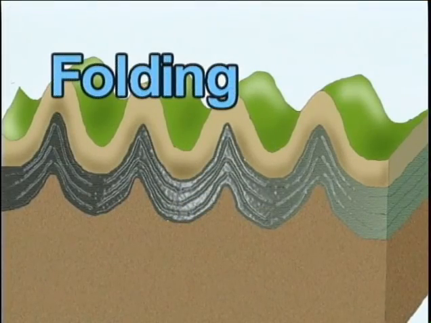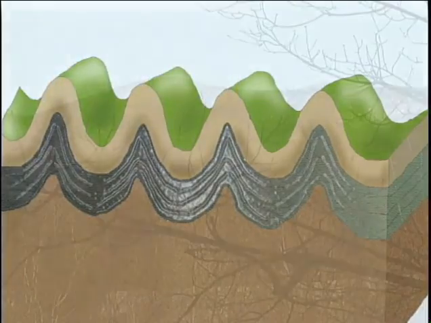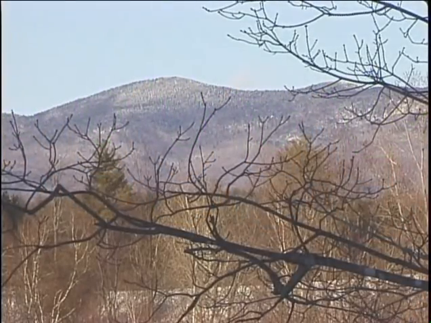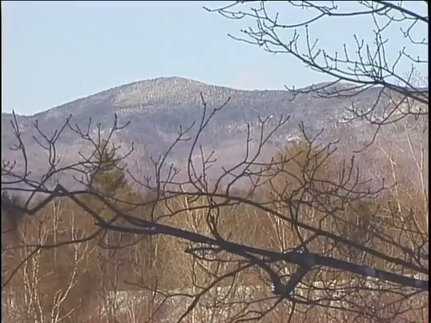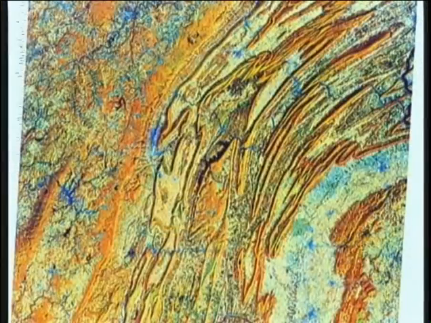Folding is the process of rocks in the crust bending. The Appalachian Mountains were primarily formed by folding. The process created many valleys and ridges, as seen in this satellite image of Pennsylvania.